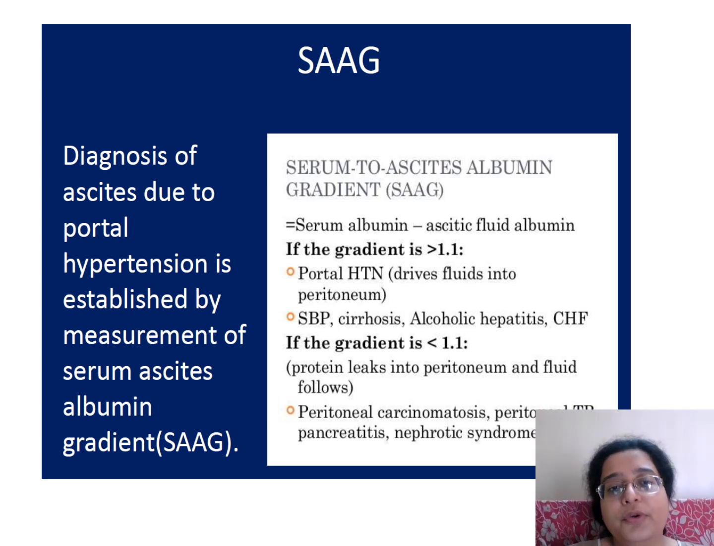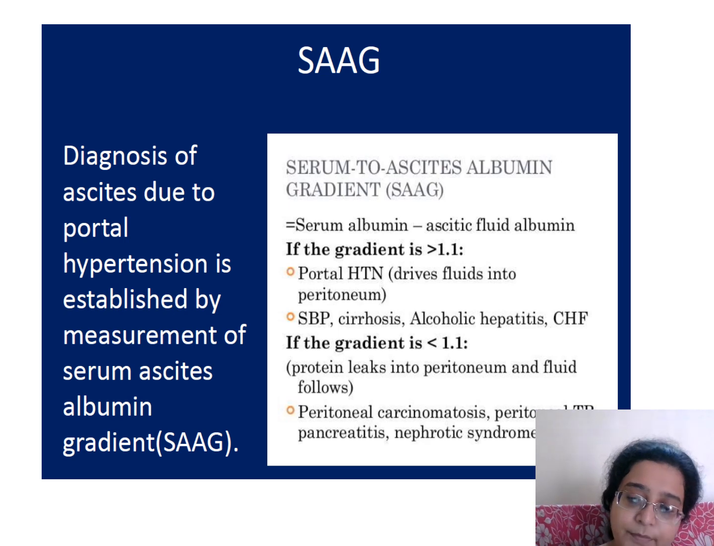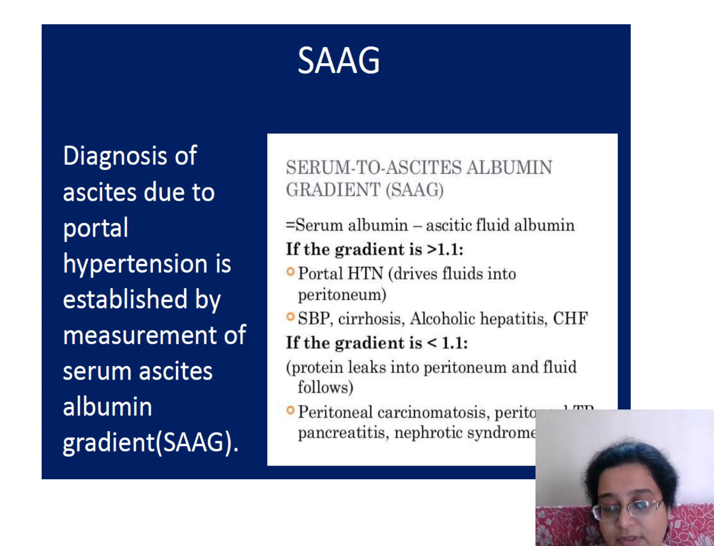So SAAG I told you about is serum-ascites albumin gradient. If there's ascites, then we take the albumin in the serum and the albumin in the ascitic fluid and calculate the gradient, that is serum albumin minus ascitic fluid albumin. If the gradient is greater than 1.1, the cause is alcoholic or portal hypertension, CHF or cirrhosis, some sort of a long-standing chronic cause. And if the gradient is less than 1.1, then it is either nephrotic syndrome or carcinoma or something else.